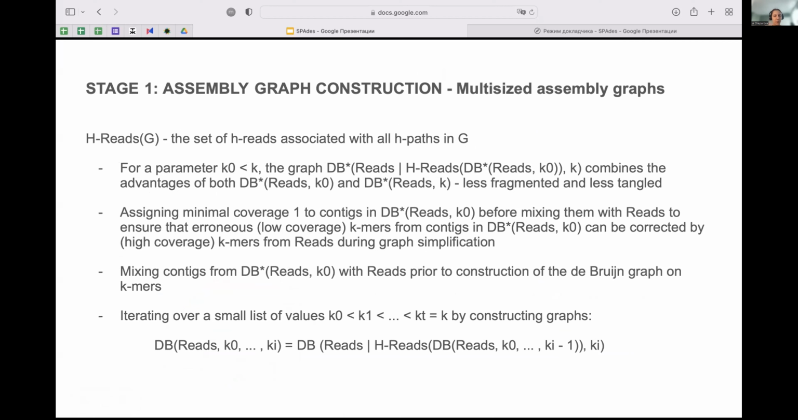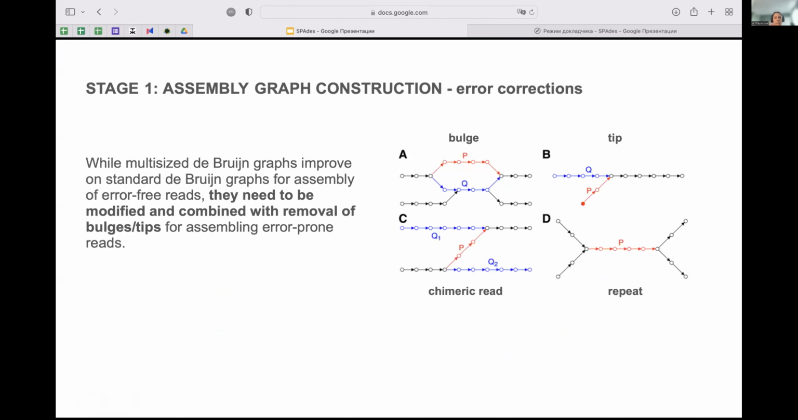At this stage, we iterate over a list of values K0 less than K1 and so on up to Kt, constructing the following graph: the de Bruijn graph of reads from K0 to Ki is the de Bruijn graph of the reads union the edge reads of the previous graph, with K0, K(i-1), and Ki. Edge reads from the graph is the set of edge reads associated with all edge paths in G. Also, this step includes error correction.